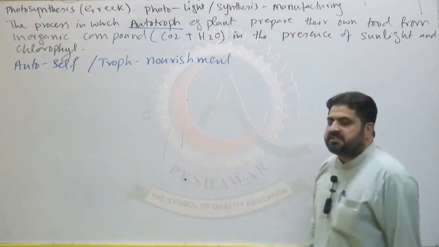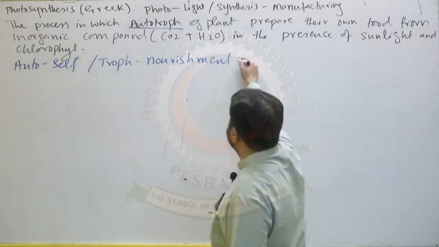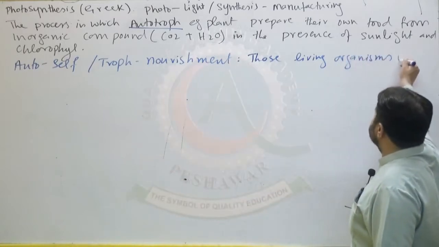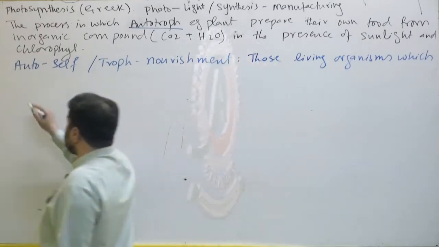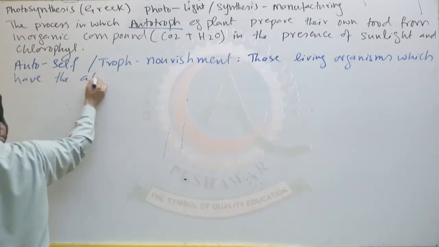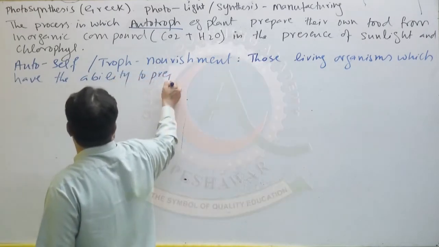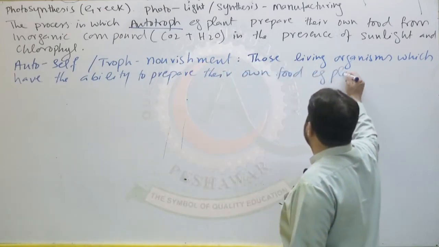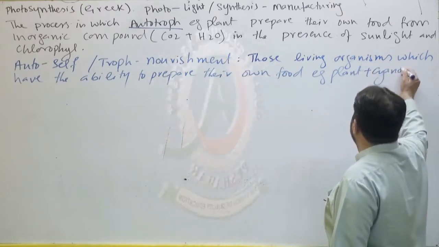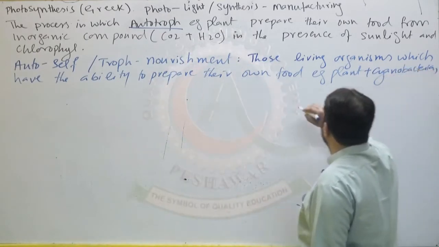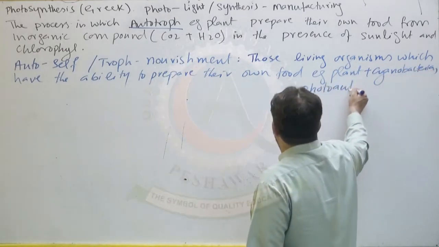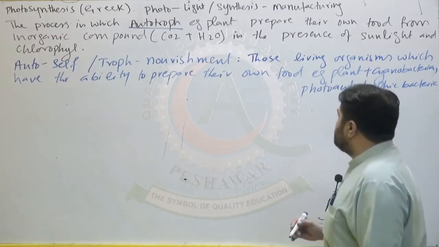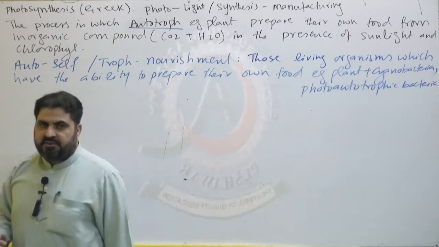Self-nourishments mean those living organisms which have the ability to prepare their own food. For example, plants, cyanobacteria, and autotrophic bacteria. So these are considered to be the different types of autotrophic organisms.